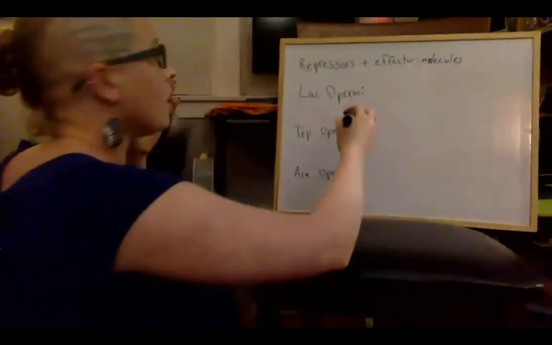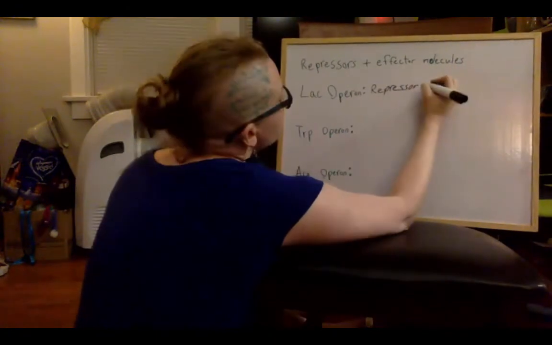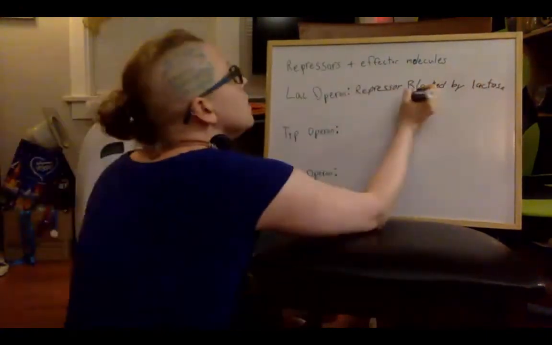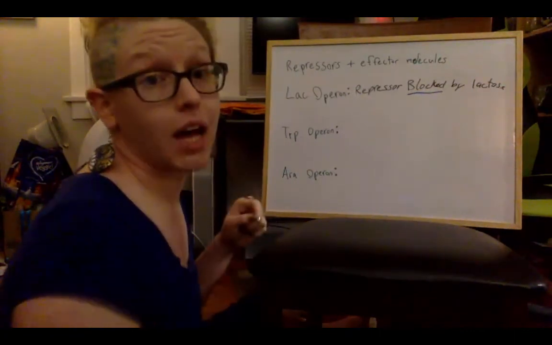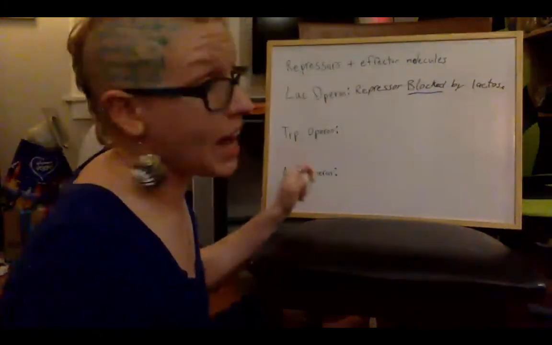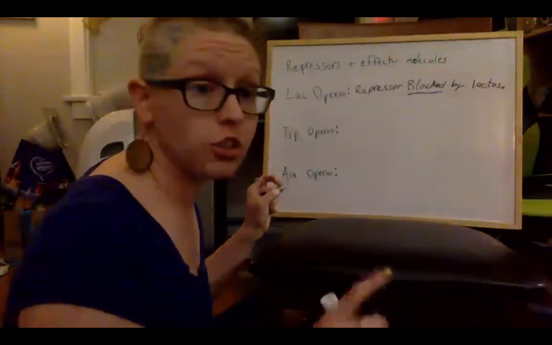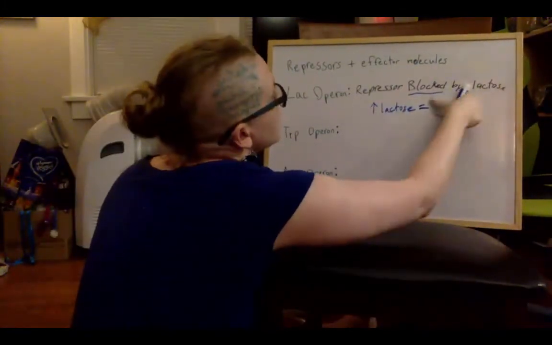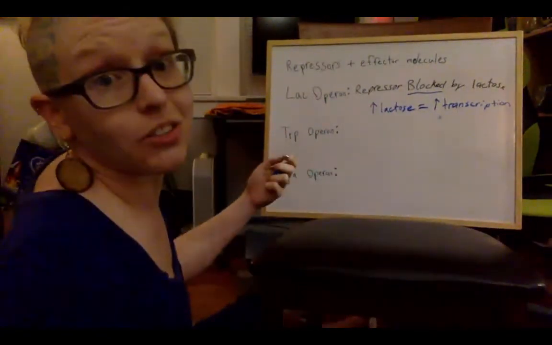So, our lac operon has a repressor which binds lactose. So its repression activity is blocked by lactose. It can't bind to the operator when lactose is bound. So repressor plus lactose equals no interaction with the operator and transcription. Up lactose leads to up transcription is the net result of this.